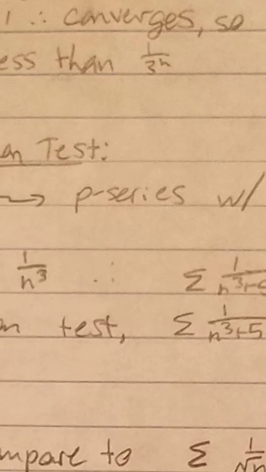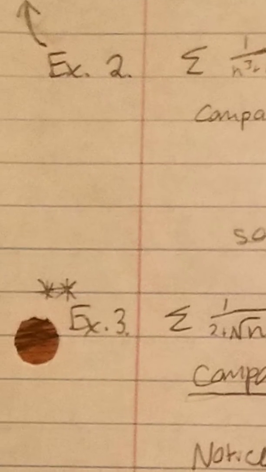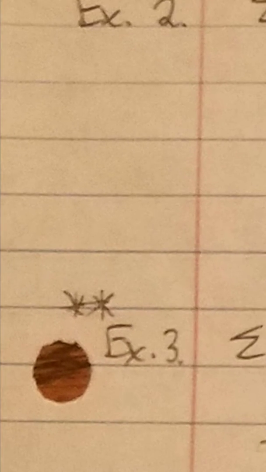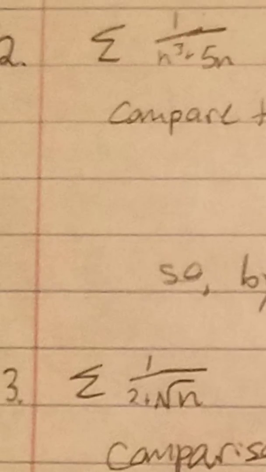Pretty simple stuff. We're going to go into a slightly harder test this time. See, I even put asterisks by it. That means it's not easy stuff. So we've got the summation of 1 over 2 plus square root of n.